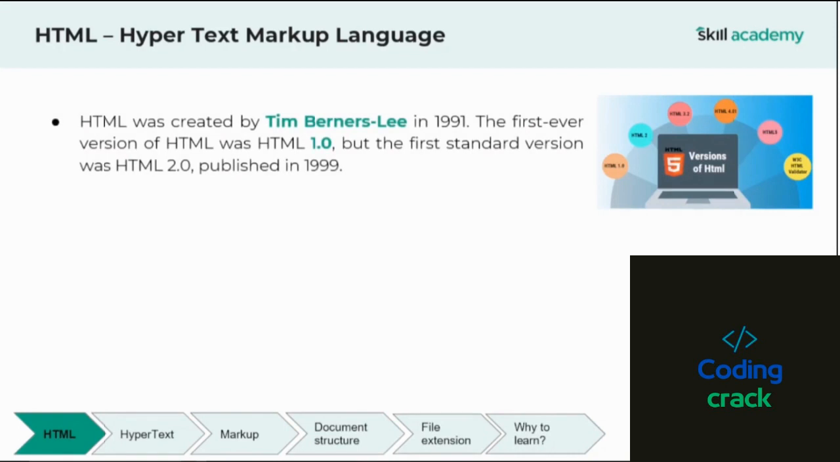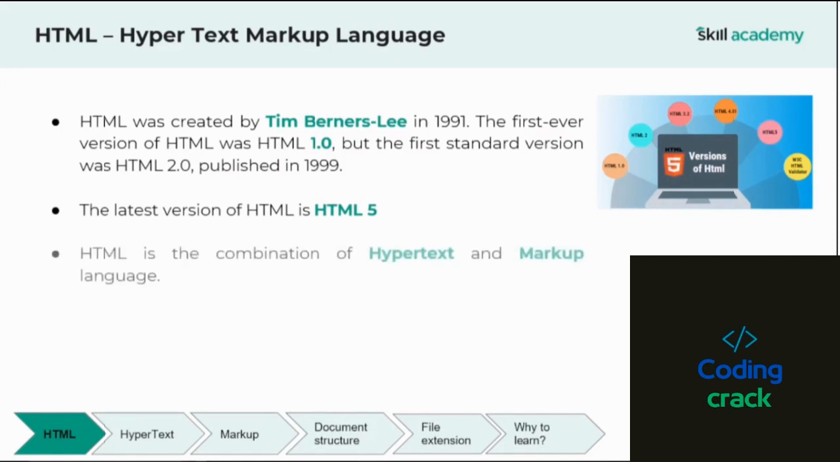HTML was created by Tim Berners-Lee in 1991. The first ever version of HTML was HTML 1.0, but the first standard version was HTML 2.0, published in 1999. The latest version of HTML is HTML5. And with this you are going to learn the latest version of HTML, and that is HTML5.